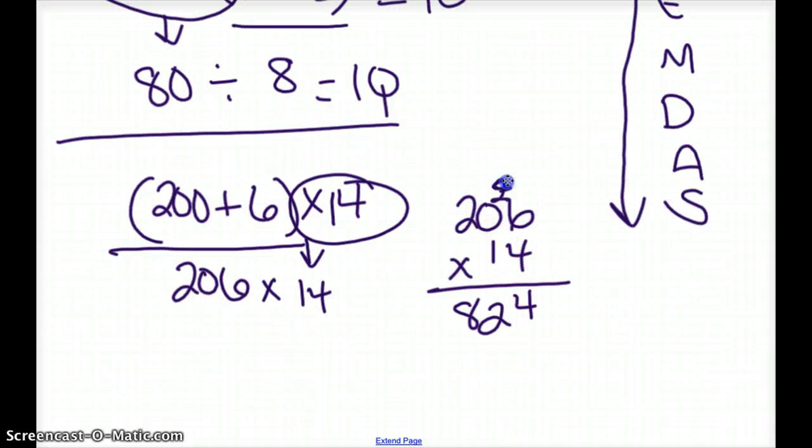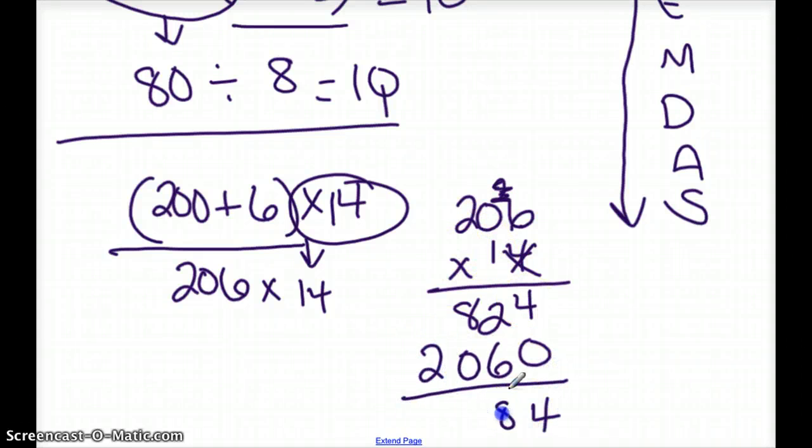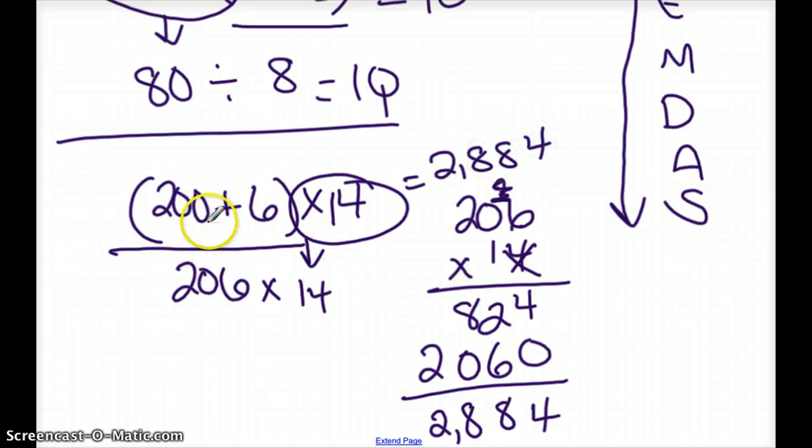Okay, erase that. Starting here, 1 times 6 is 6. 1 times 0 is 0. And 1 times 2 is 2. Add. And I get 2,884. So my answer is 2,884 for (200 plus 6) times 14.